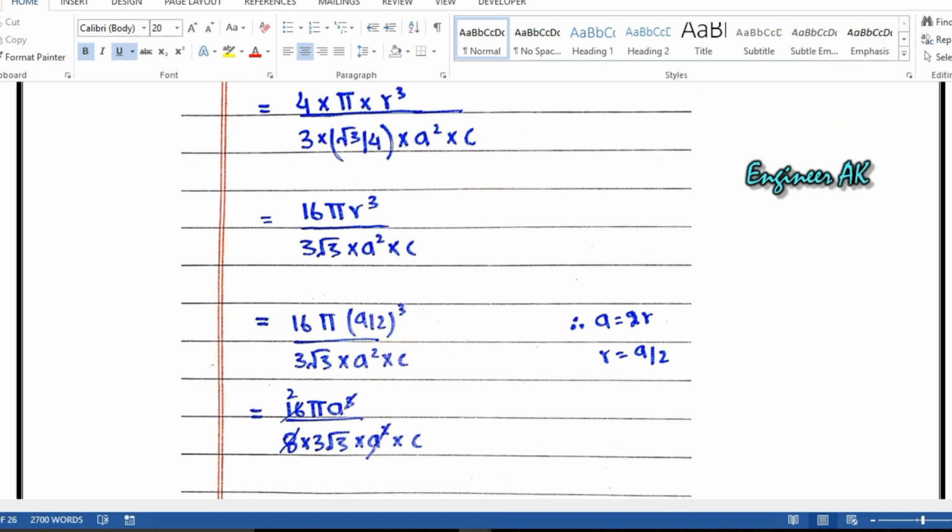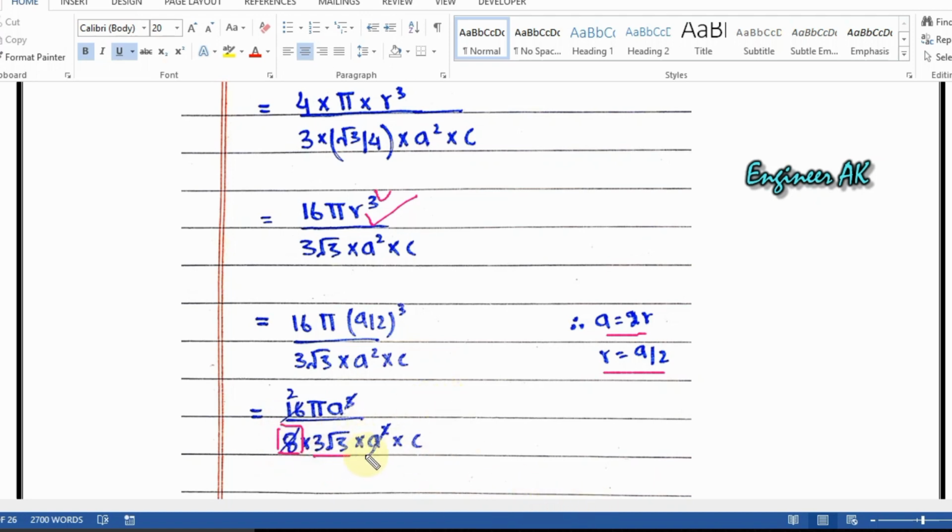So here we can see that I have taken a equal to 2r, and if I want to find r, the 2 will come down and r will be equal to a by 2. So here, instead of r, I have put this value, a by 2, to the power 3, because here is power 3, divided by root 3 multiplied by a square multiplied by c. Two to the power 3 equals 8. Two 2s are 4 and 4 2s are 8, right?